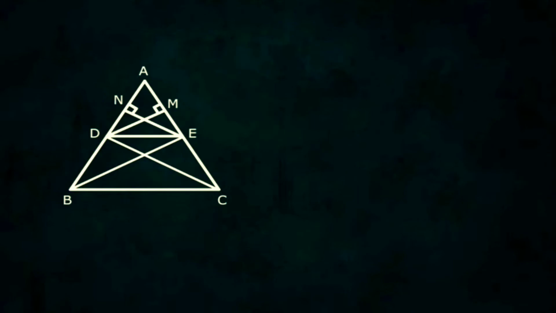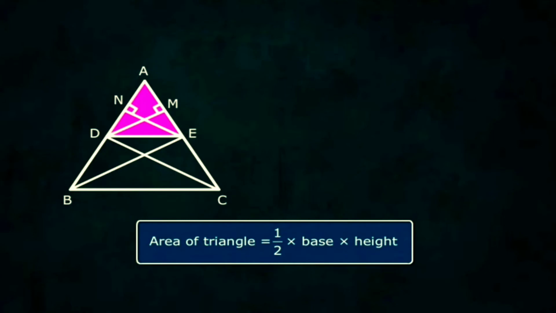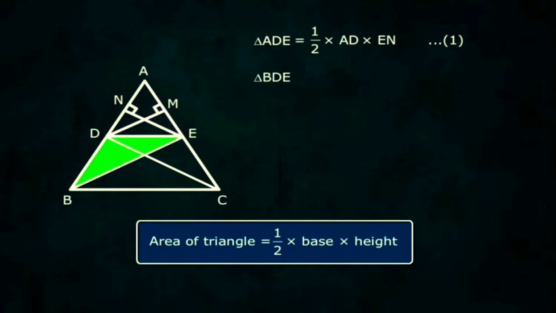Now we are going to use the concept of area. What is the area of triangle ADE? To know the basic formula, write half into base into altitude. So for ADE, look at the figure. Half into AD into altitude, which is EN, that is the perpendicular that we drew. And the area of triangle BDE is half into DB into EN, because EN is the altitude.